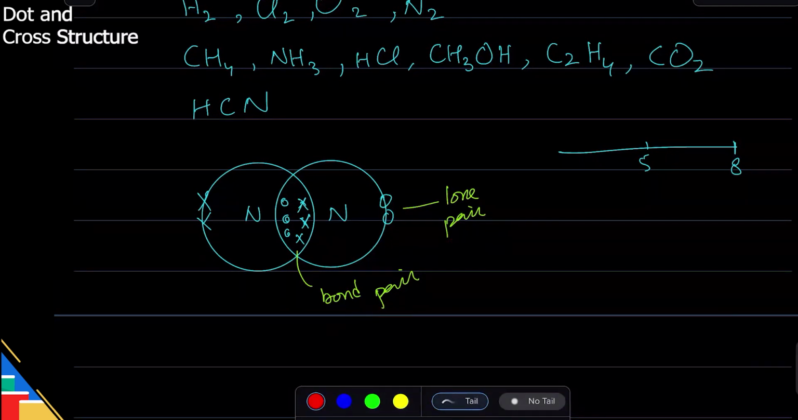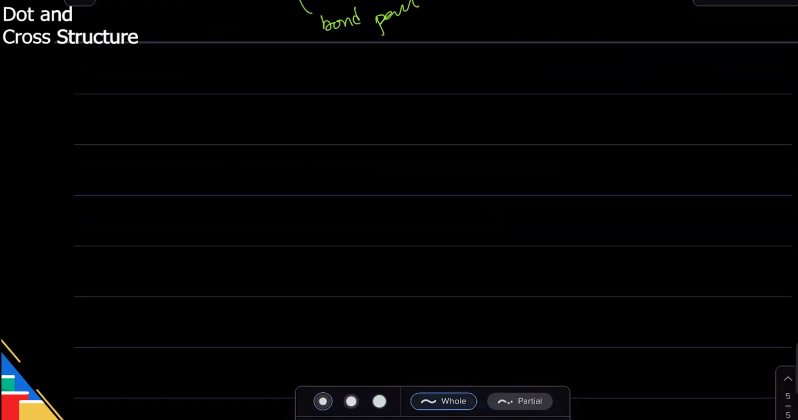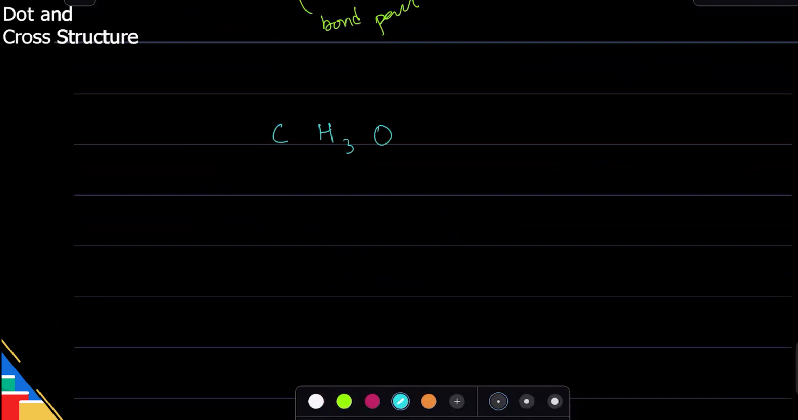Now sometimes we need atoms in the center. For example, let's take this one. CH3OH. How do we draw this? So the first thing to know is how many bonds will every atom make? Carbon will make 4, hydrogen will make 1, oxygen will make 2, and hydrogen will make 1. How do I know that?